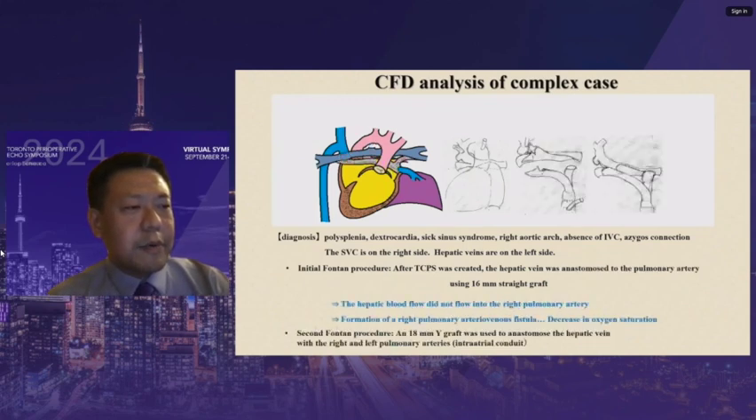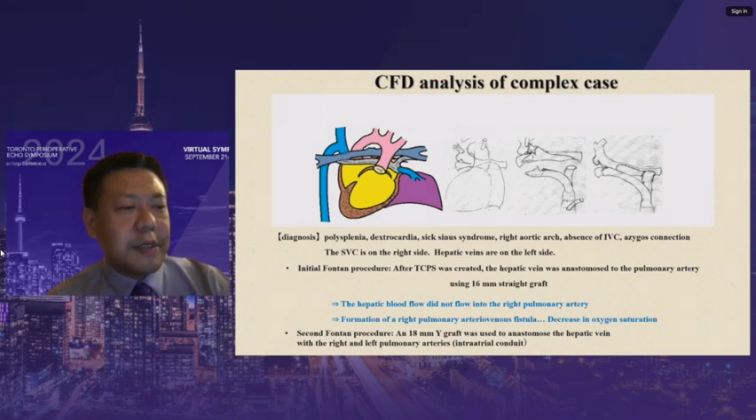Next example of CFD analysis in the case of complex congenital heart disease will be presented. The diagnosis is polysplenia, dextrocardia, sick sinus syndrome, right aortic arch, absence of IVC, azygos connection. The SVC is on the right side, hepatic veins are on the left side. After creating a TCPC in the initial Fontan procedure, a 16 mm straight graft was used to anastomose the hepatic vein to the pulmonary artery.